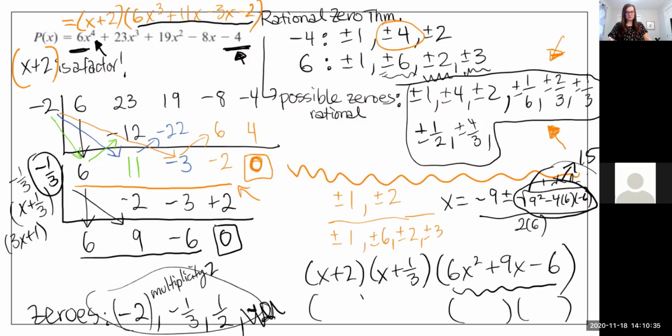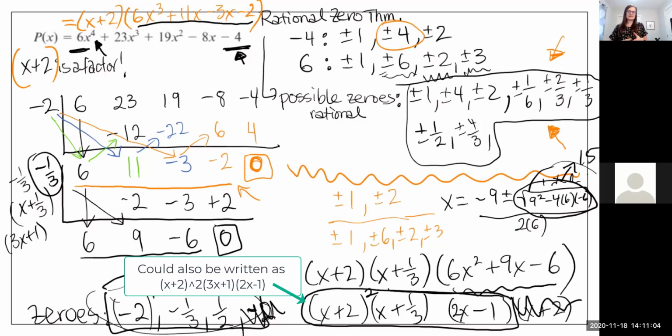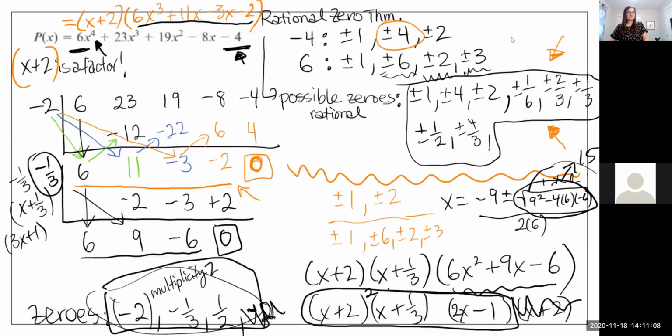You can also write out this whole factorization then as, oh, what was it, 2x minus 1 would have been the 1/2, and then the x plus 2 again. Okay, so then you can write out the full factorization like that, or you can write out the zeros that you have like that, depending on what they ask. Okay, so that's like a more complete process shown.